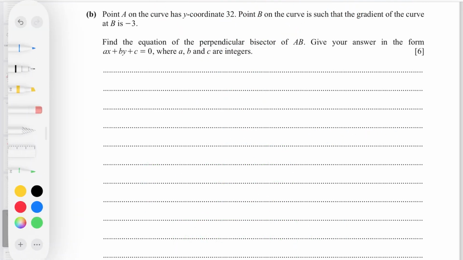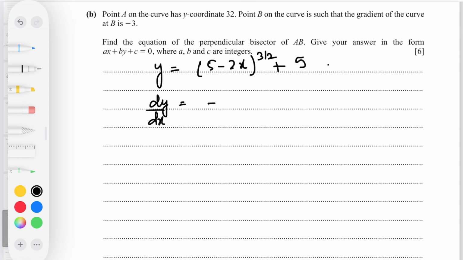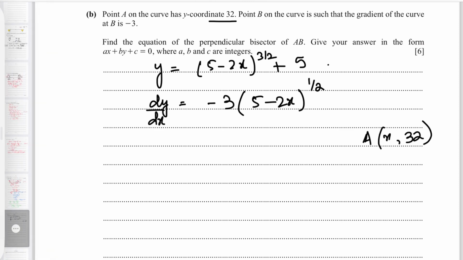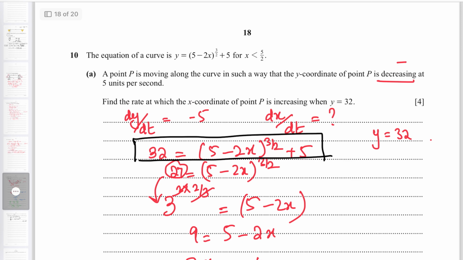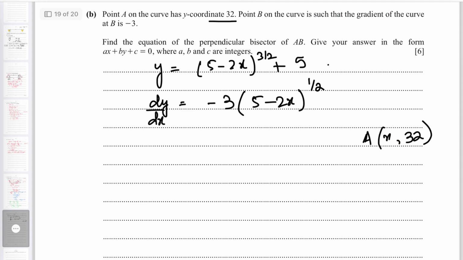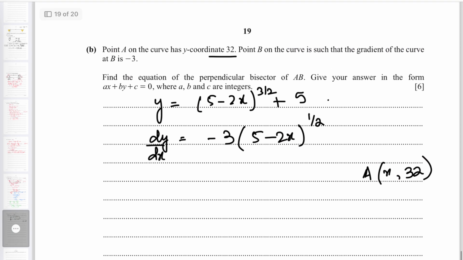All right, now part B says point A on the curve has y coordinate 32. So what is my equation of the curve? Let's go back. Y equals 5 minus 2x to the power 3 upon 2 plus 5. What is the differential? The differential is minus 3, 5 minus 2x to the power half. Now, the y coordinate is 32. In the previous part, my y value was given to me as 32, and I found my value of x as minus 2. We're going to use that in the next part. So A is minus 2 comma 32.